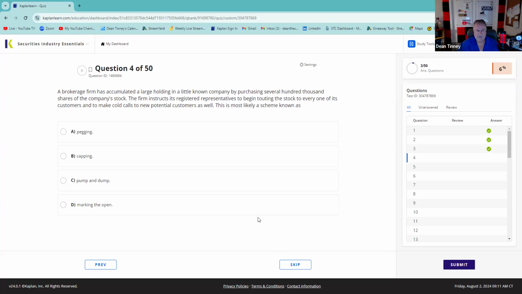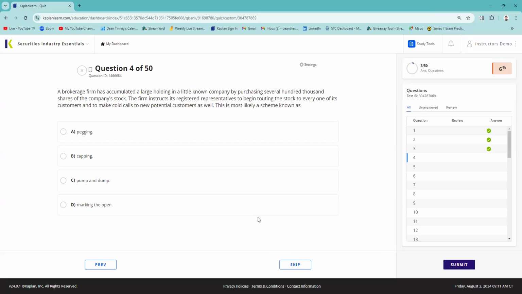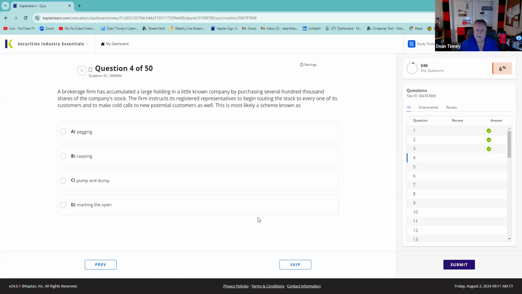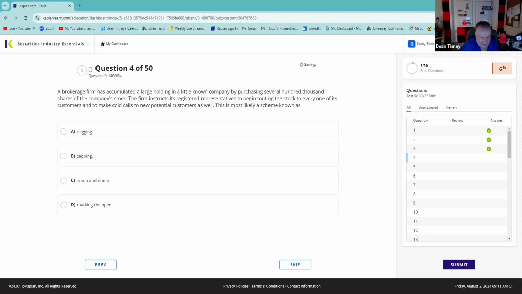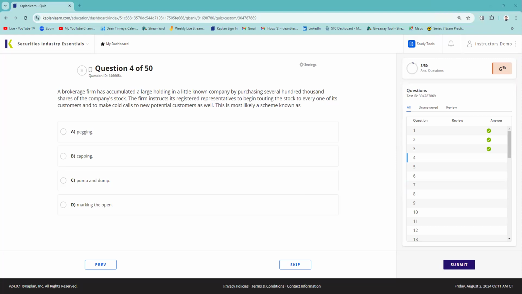A brokerage firm has accumulated a large holding in a little known company by purchasing several 100,000 shares of the company's stock. The firm instructs its registered reps to begin touting the stock to every one of its customers and make cold calls to new potential customers as well. This is likely a scheme. This is a classic. If you saw Wolf of Wall Street, that's based on a real firm called Stratton Oakmont and a real guy named Jordan Belfort.